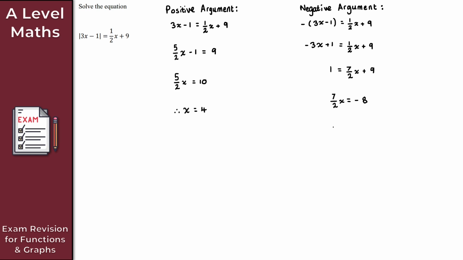And then finally, to find the value of x, all we need to do is divide both sides by 7 over 2. In that case, x is equal to minus 8 divided by 7 over 2, and that gives us minus 16 over 7. And there we have it. So we've solved this equation, and that gives us the solution to the very last question, question 4. And that actually brings us to the end of this video on exam revision for functions and graphs.